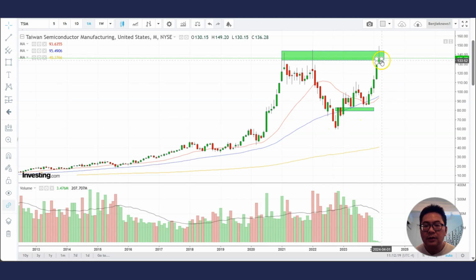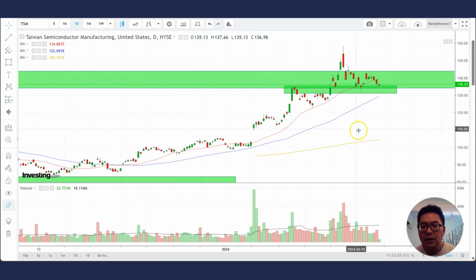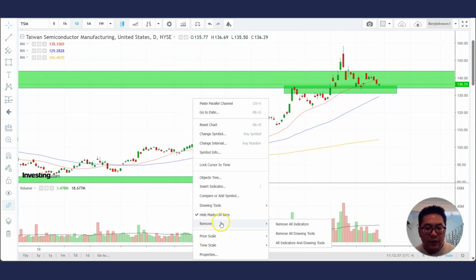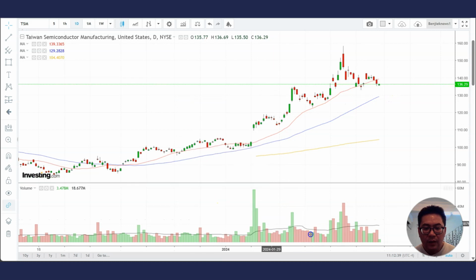But usually the third time the supply has been absorbed, and it is possible that it can break above the old highs here and continue to move higher. And for that, we need to take a look at the daily chart. It's very important for us to look at daily charts when you have already looked at the long-term charts.